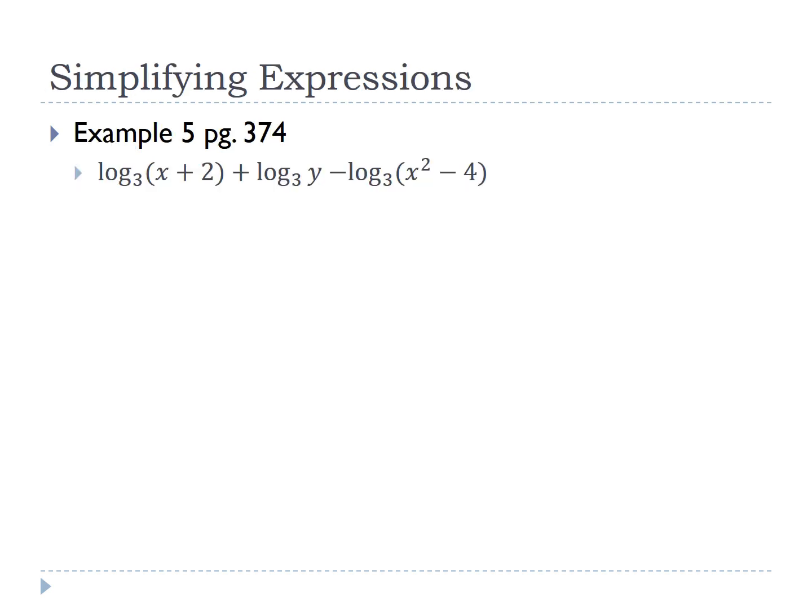So we're asked to simplify this all together. I have addition, which is going to turn into multiplication, subtraction, which will turn into division. They're all the same base, so I know I can do all of this. And I'm going to read from left to right. And so I'm going to have x plus 2 times y all over x squared minus 4.